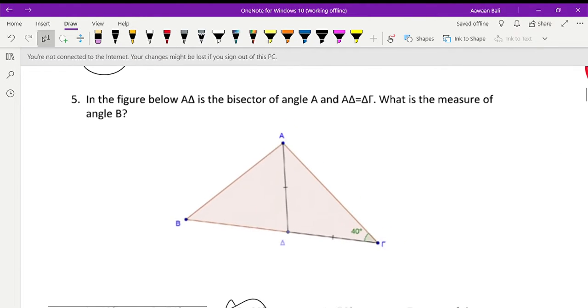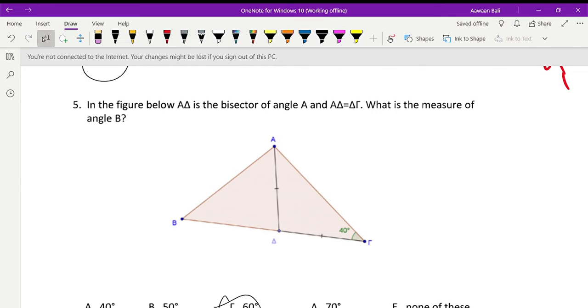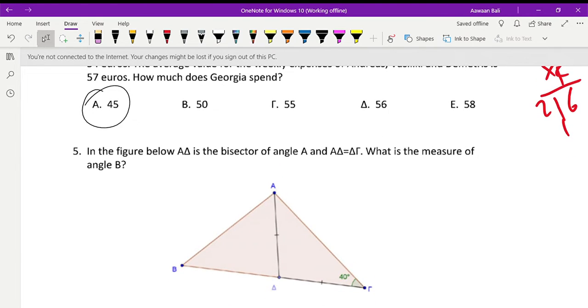Question number 5. In the figure below, AD is the bisector of angle A, and AD is equal to DC. Okay, so that means that the triangle on the right hand side is an isosceles triangle, because this side is equal to this side. There are even the lines here, and that means this angle and this angle are equal, and this angle is different to these two.